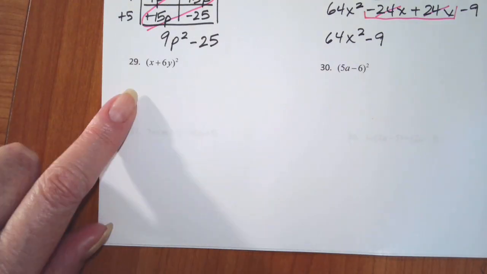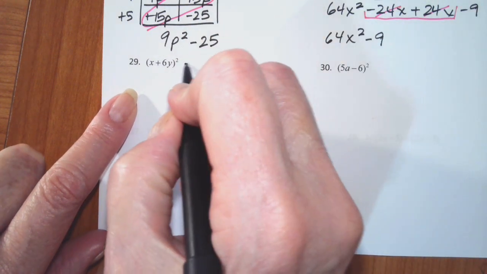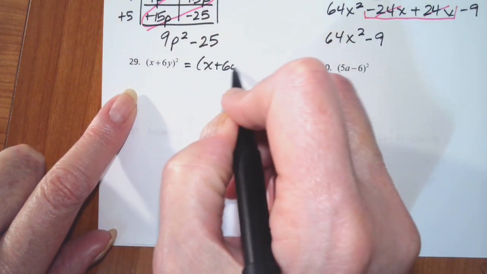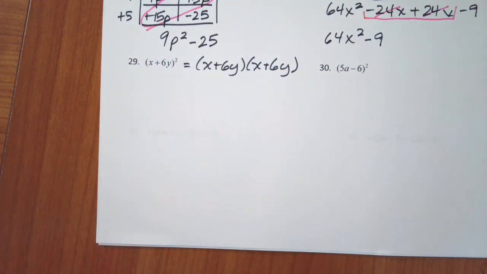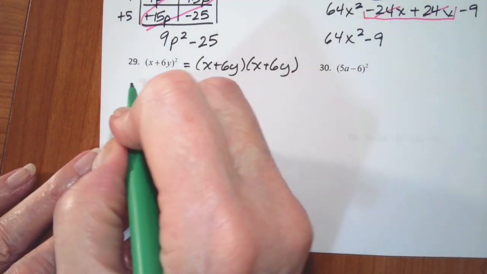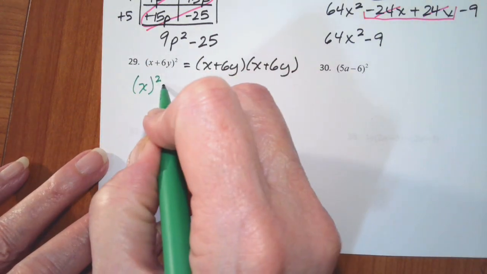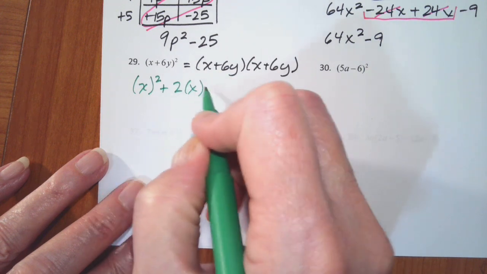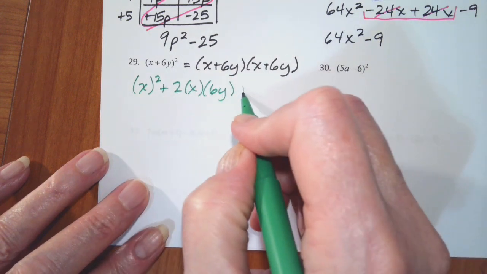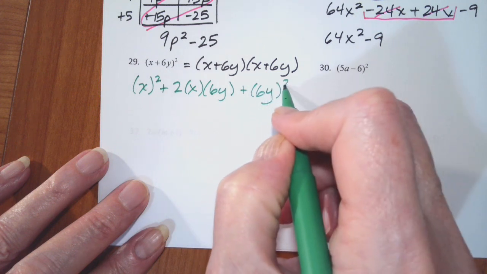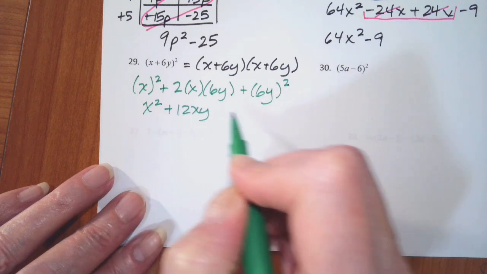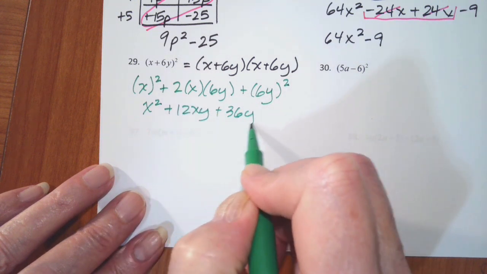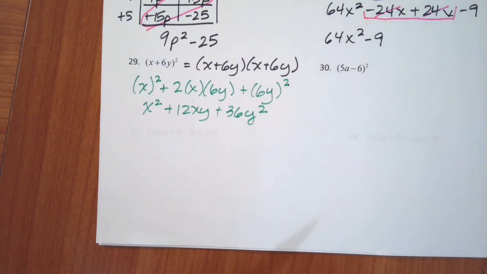Okay. All right. Once again, the key to success on this is remembering that this is x plus 6y times x plus 6y. If you use the pattern, this becomes the first term squared plus 2 times the first term times the second term plus the second term squared, which is x squared plus 12xy plus 36y squared. If you don't remember, don't worry about it.